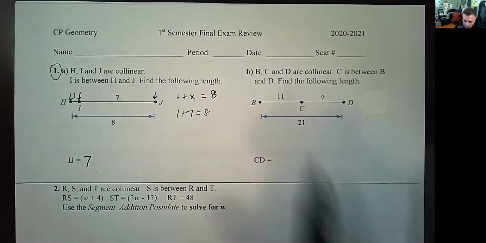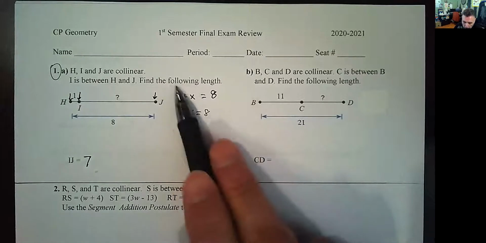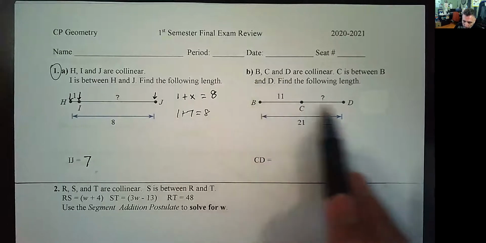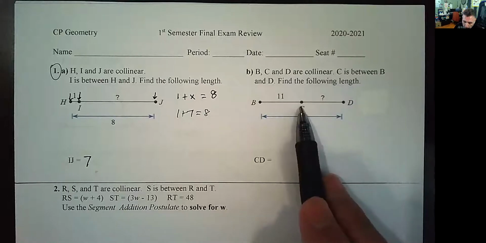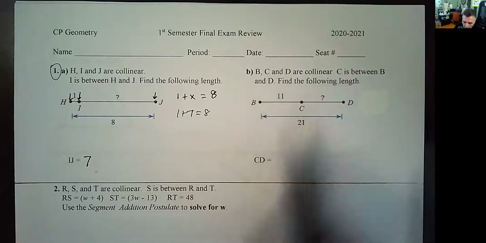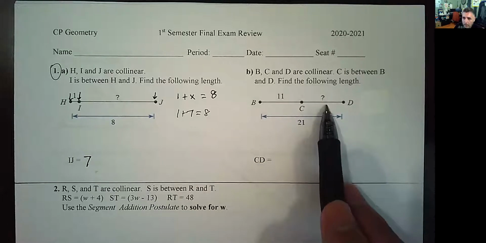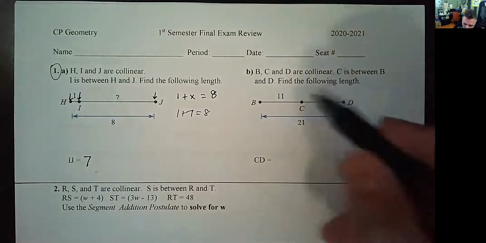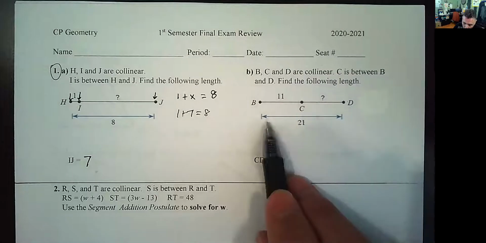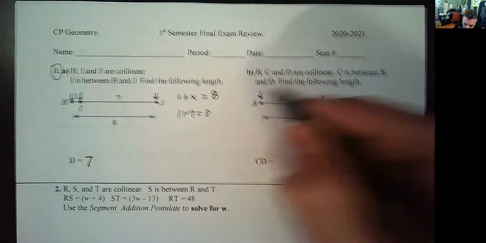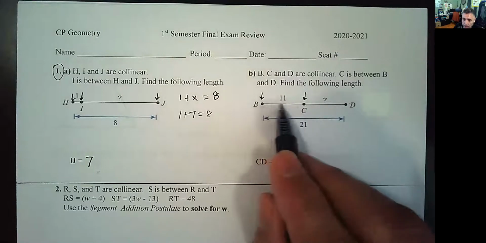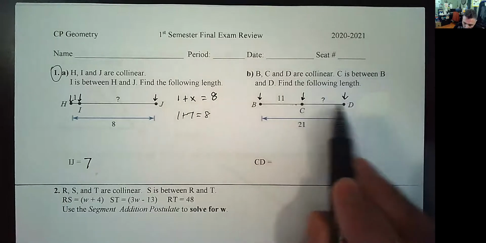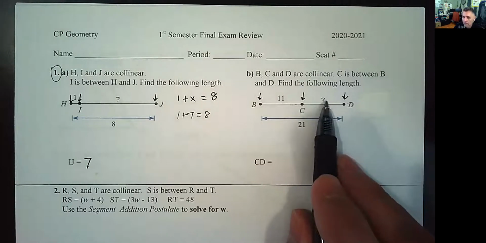And then again, if you look at this one, maybe I should have read this back in here. But first it tells us B, C, and D are collinear. That just says they're on the same line. C's in between B and D. And then it says find the following length. The length we're looking for, CD, it's already in the diagram. We could have actually skipped this, how I did the first one, but anyway, BD, which is 21, is broken up into two pieces. The first section is 11 in length. And then the next section that goes from here to here, we don't know what that length is.